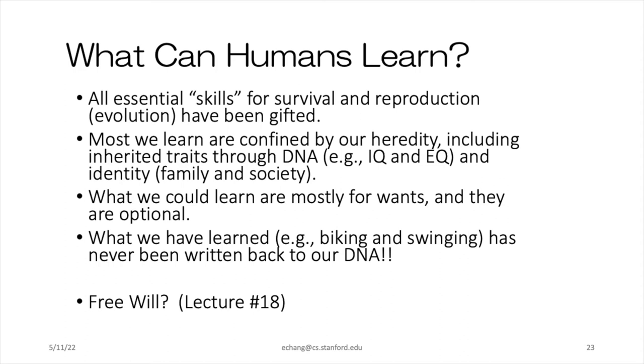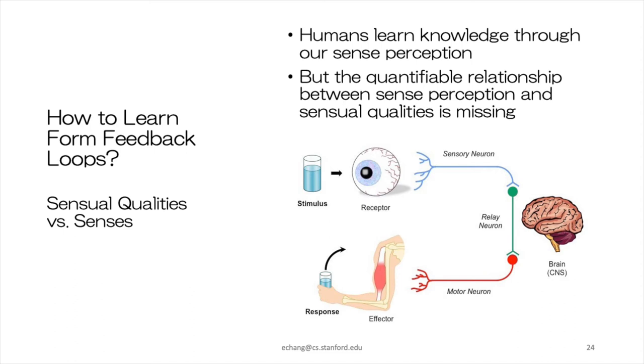Okay. Let's come back to the lecture. So human, how do we learn? We learn starting from a need to learn, then it starts from external stimulus. Suppose here we're just using vision as an example.